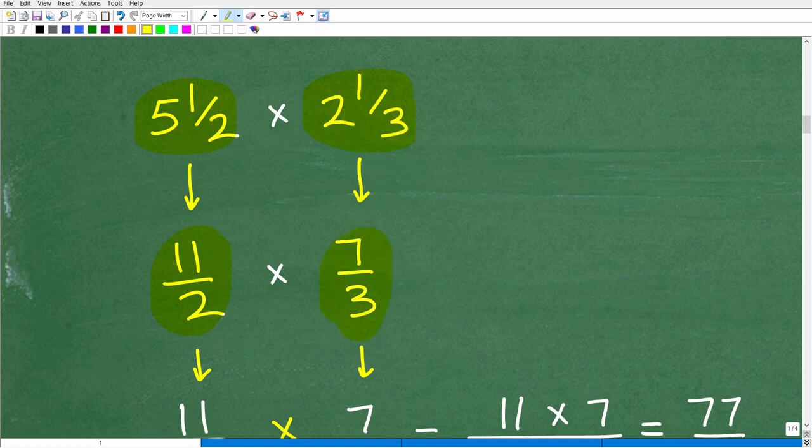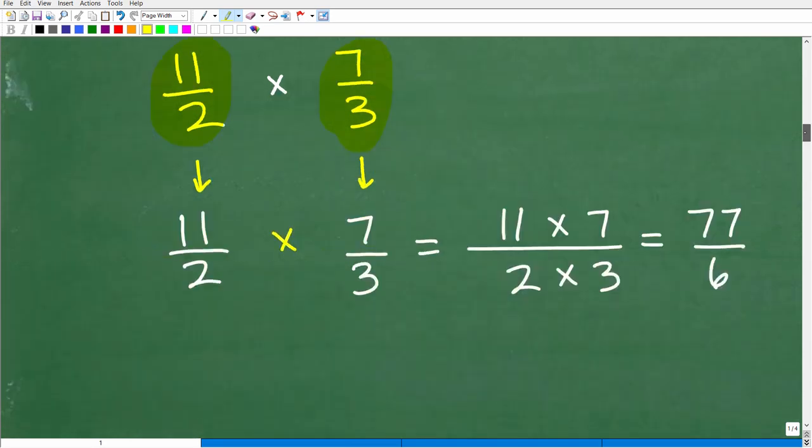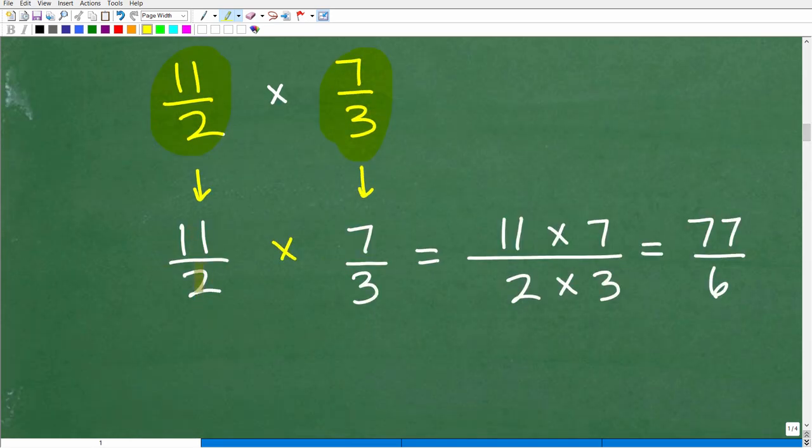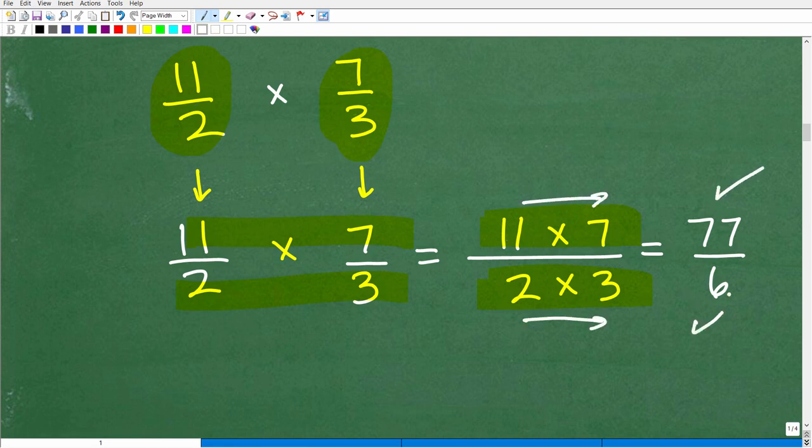So now I want to do the problem: 11 halves times 7/3. Again, I'm going to multiply the respective numerators and denominators. So 11 times 7, I'm going to write the factors out this way, 2 times 3, and I'm looking for opportunities to cross cancel. Again, these are all prime numbers, so let me do the actual multiplication. 11 times 7 is 77, and 2 times 3 is 6, and I can be 100% confident that that answer is fully simplified.